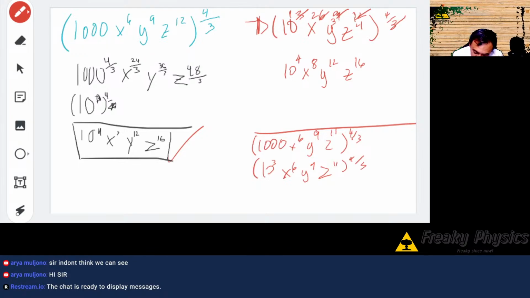So this 1/3 kind of goes into everything, right? So that turns to 1, that turns to 2, that turns to 3, but this cannot be divided by 3, so we just put 11 over 3. And then we put the 4 in. So that's going to be 10 to the 4, x^8, y raised to 12, and finally that becomes z to the 44 over 3. Okay?